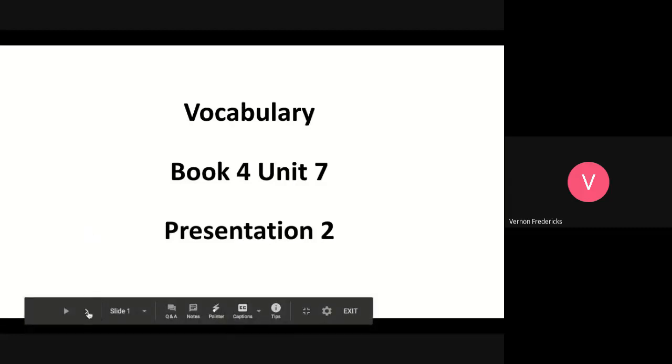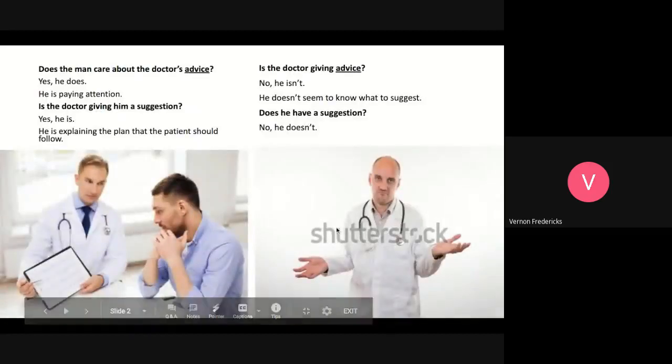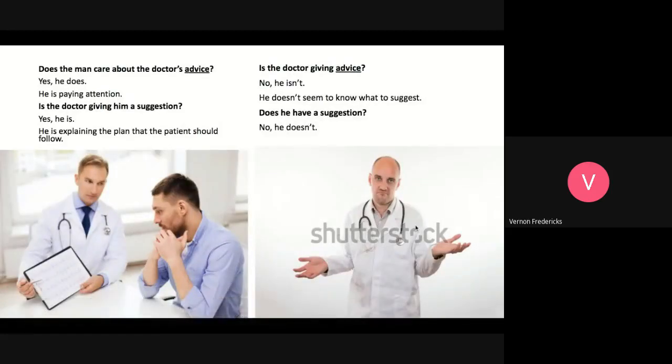Okay, so let's continue. Here we have two pictures, and with the pictures there are different types of questions. Let's have a look at the first picture. They are the doctor and the patient. The doctor is showing the patient something, maybe a diagnosis of what's happening. In picture number 2, we just have a doctor standing there, putting his hands to the side.